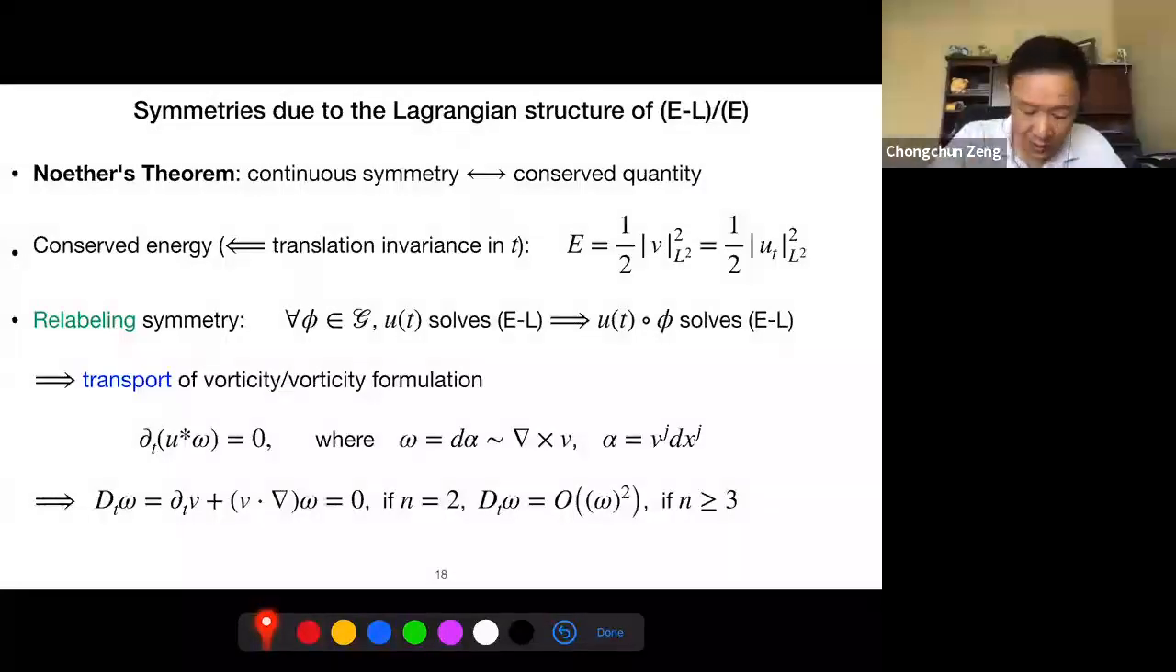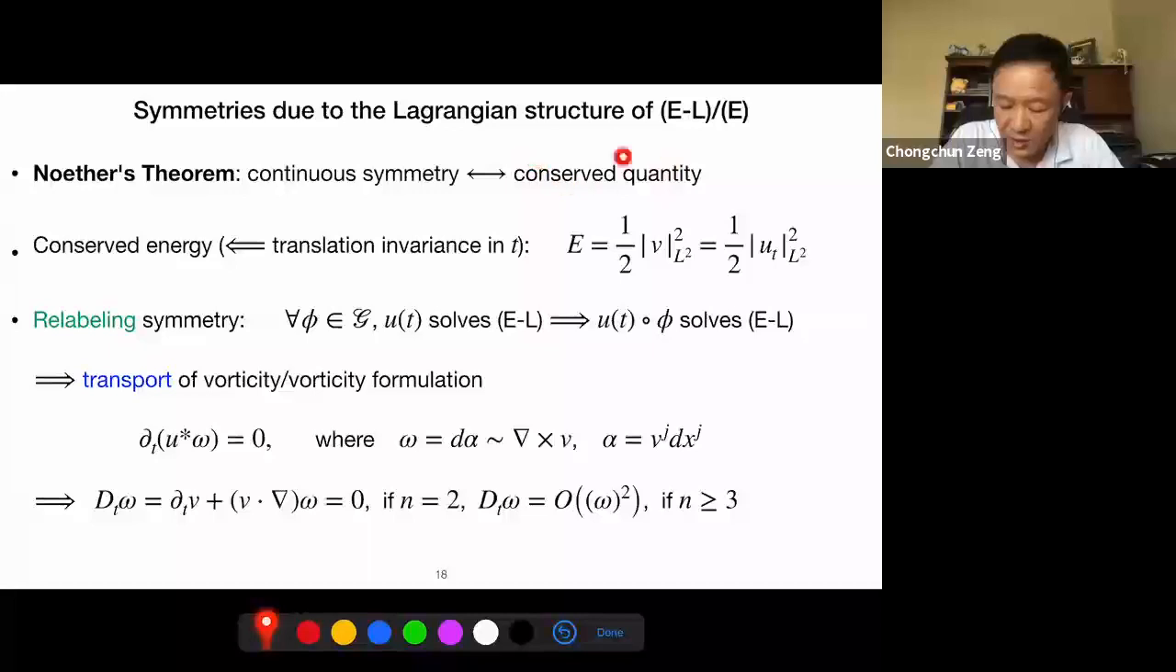I mentioned this already. From standard Lagrangian mechanics, we know that whenever we have a continuous symmetry group acting on the system that leaves the action invariant, then there is a conserved quantity. Conserved quantities are associated to symmetry transformations which leave the action invariant. For example, conservation of energy is associated to the translation invariance in t. That is useful, but we are very aware of it.